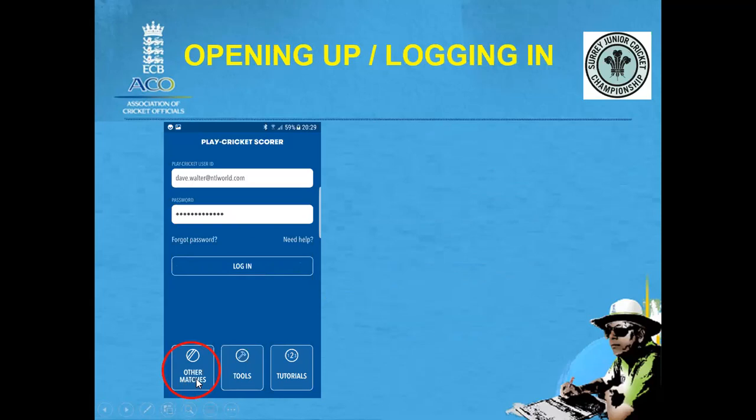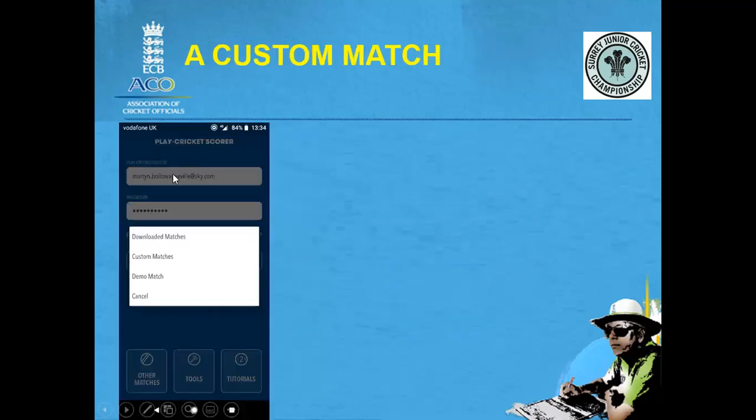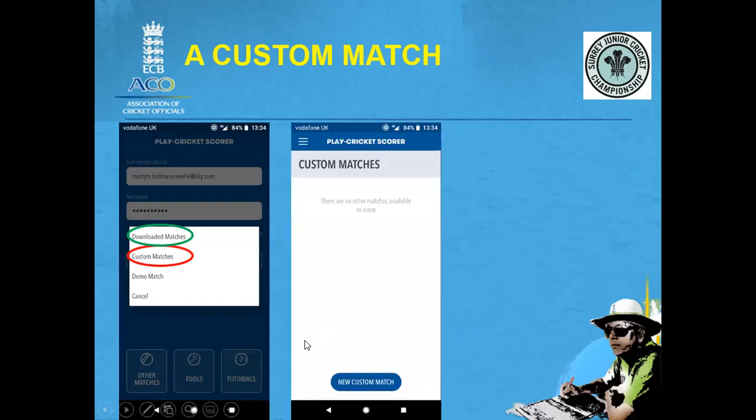Today, we're going to click on the Other Matches button, and that will pop us up a screen that allows us either to use a match we've previously downloaded or to create a new match. And that's what we're going to do today. So if you click on Custom Matches, you'll get this screen. And if you've done anything before, you might have more data on here. But either way, if you click on the new Custom Match button, it will start setting up a new match.